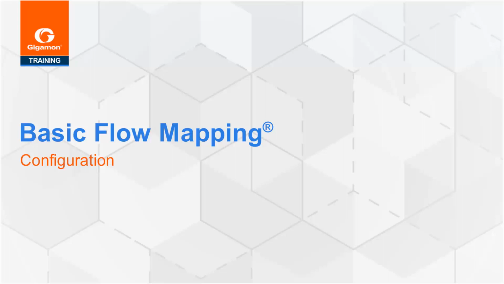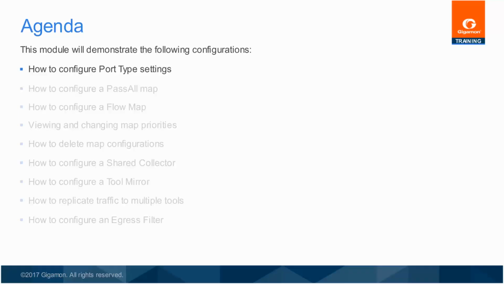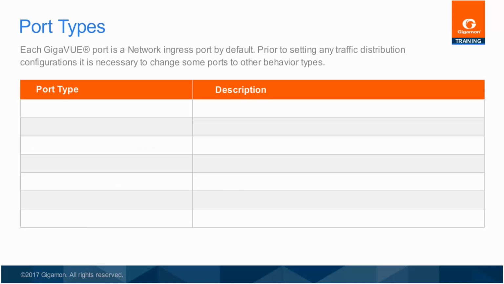Welcome to the Basic Flow Mapping module. The first example will show how to change port type settings. There are two common port type configurations. The first port type is network.